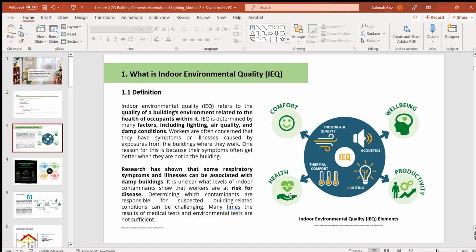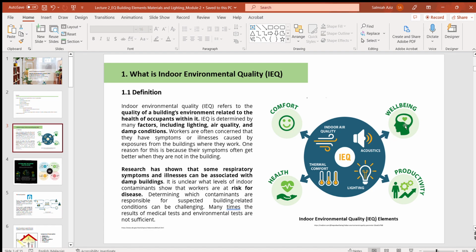By the way, for this EQ, there are four main elements or characteristics of indoor environmental quality, which are well-being, productivity, health, and comfort. We get proper IEQ in the building through proper acoustics, proper lighting design, thermal comfort, and indoor air quality. So these are the four elements, or characteristics.